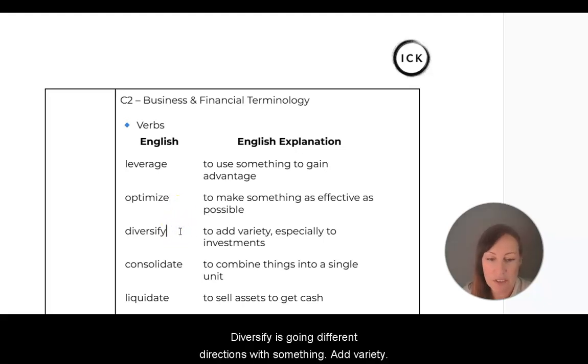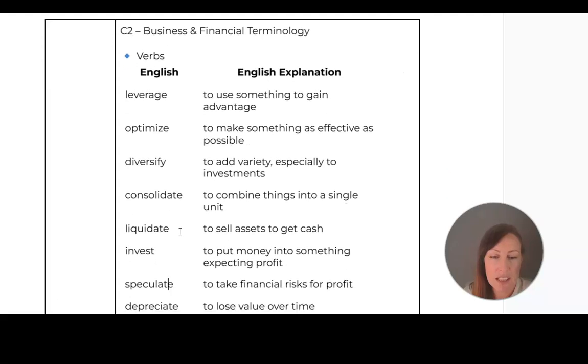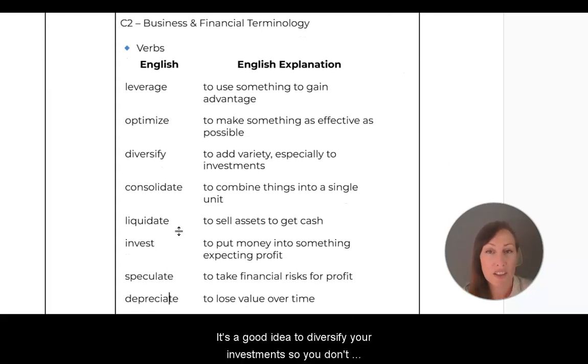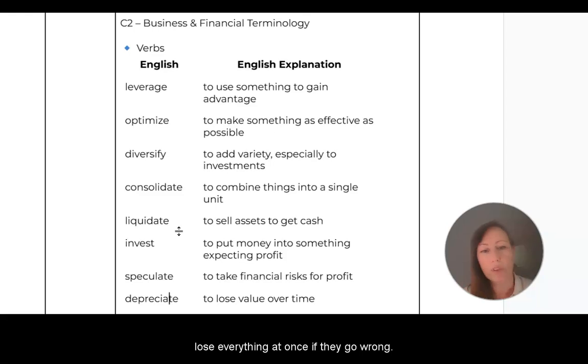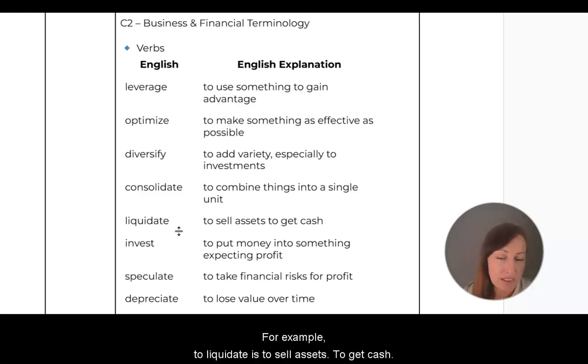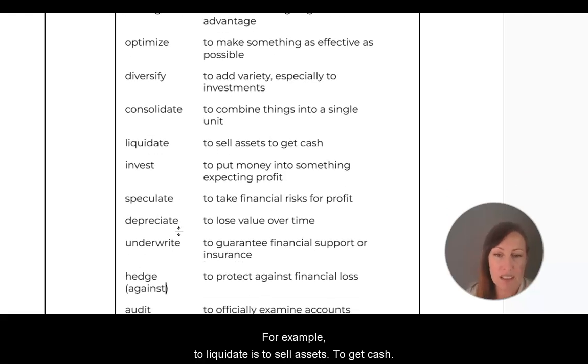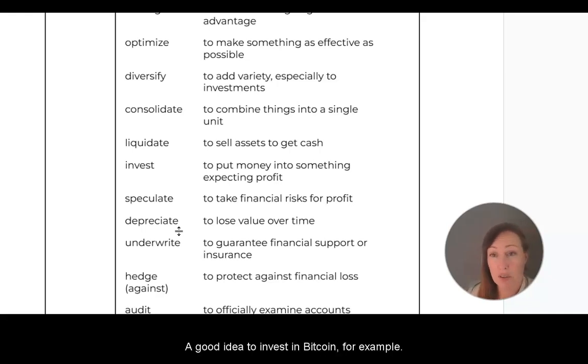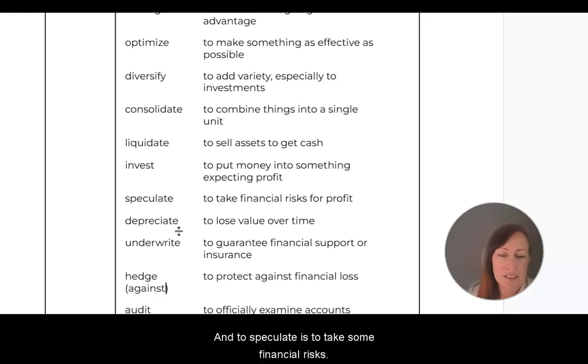Diversify is going different directions with something, add variety. It's a good idea to diversify your investments so you don't lose everything at once if they go wrong. Consolidate is to put together. To consolidate a loan is to take various loans and put them into one loan, for example. To liquidate is to sell assets to get cash. Invest, it's a good idea to invest in Bitcoin, for example. And to speculate is to take some financial risks.